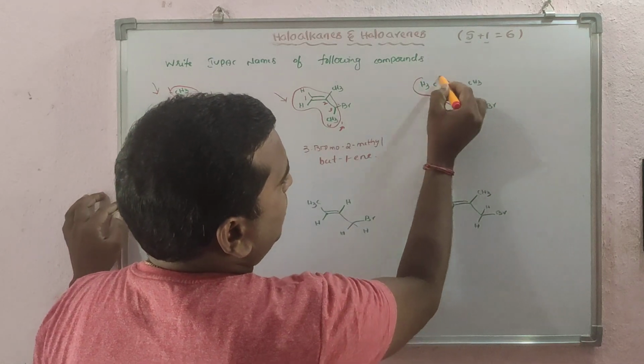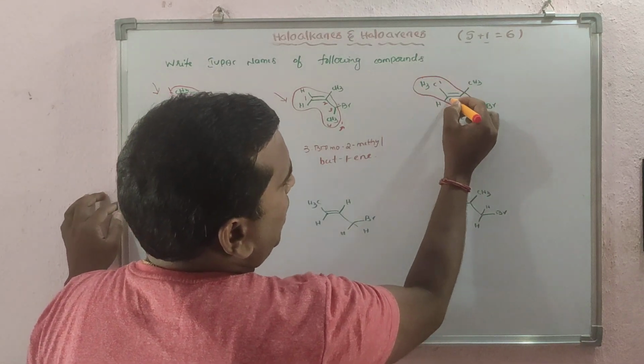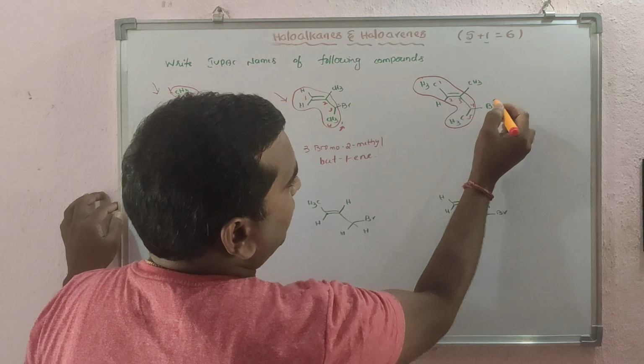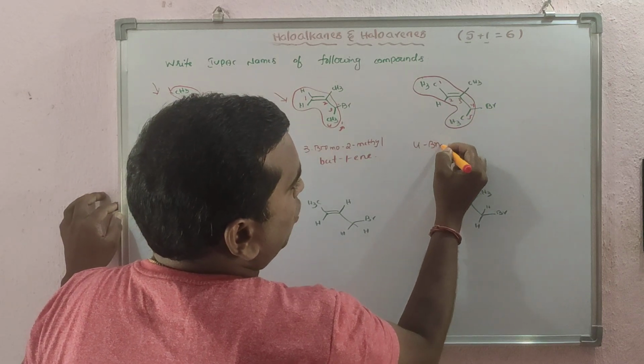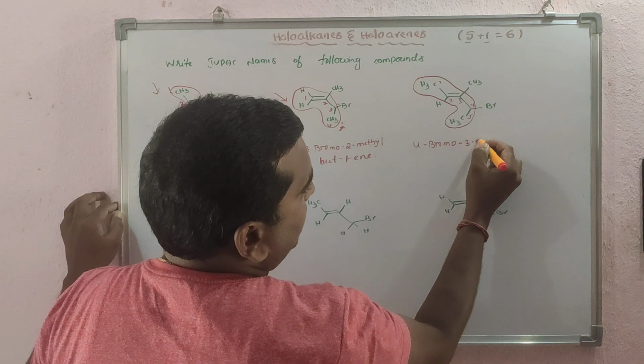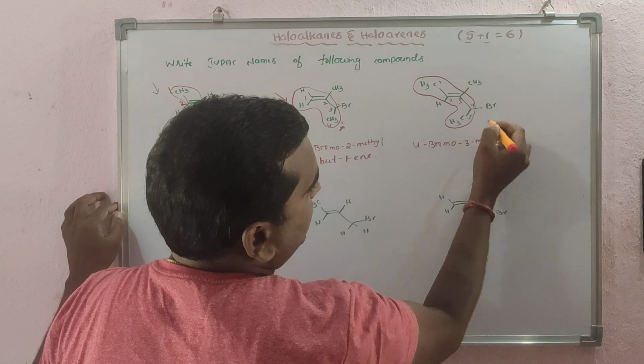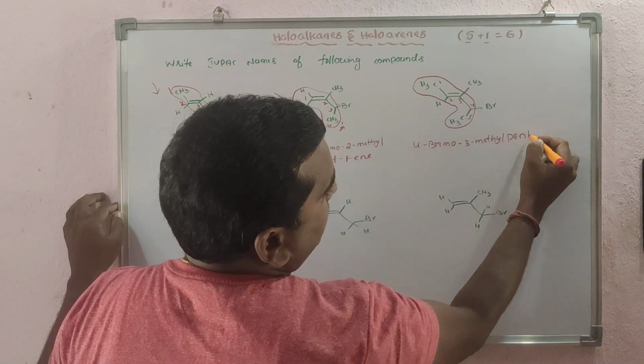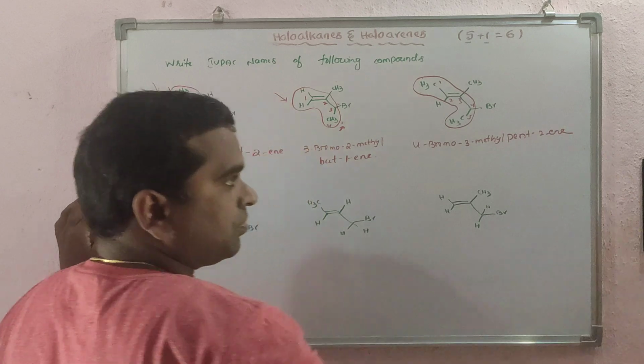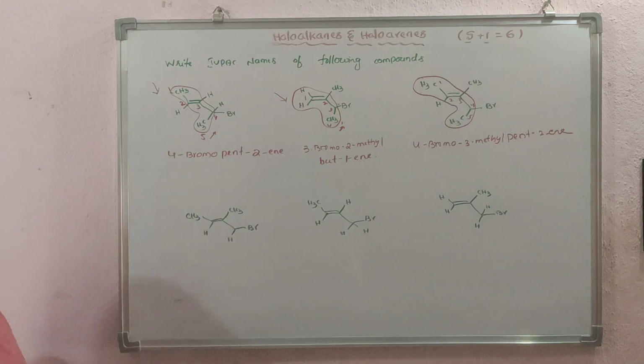In the same way, this is also selected. This is the longest carbon chain, and give the numbering 1, 2, 3, 4, 5. So that's why 4-bromo and here 3-methyl. 4-bromo-3-methylpent-2-ene. Clear? Now come to this one.